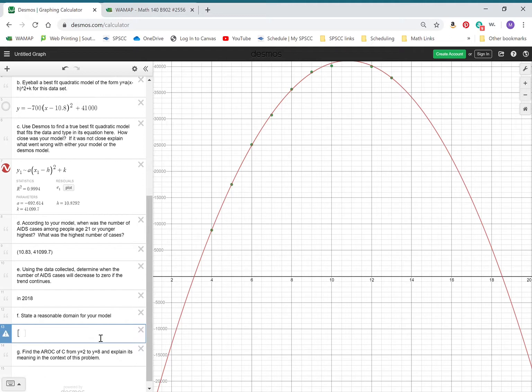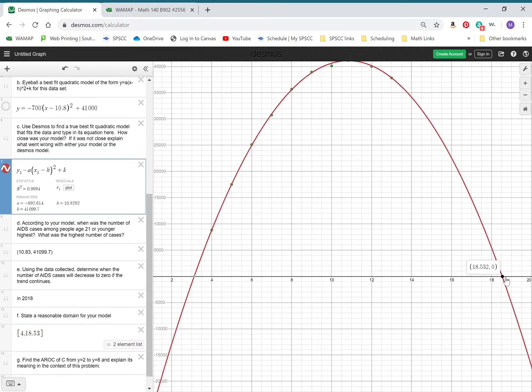So we were looking at years since 2000. So we're going to say starting in 2004, and then this is domain, so we're only talking about the x value, the year part of this. I would say in this one, we want to cut off for sure at this other x-intercept, because again, we're going to drop down to negative cases, which absolutely is nonsense. So we could say 18.53, somehow I clicked off of it, 18.532.